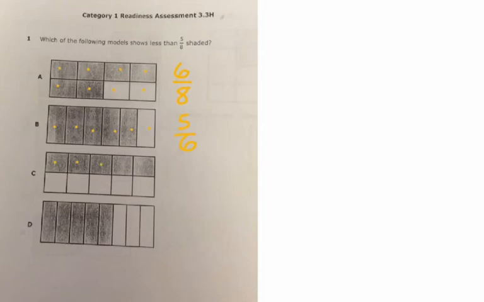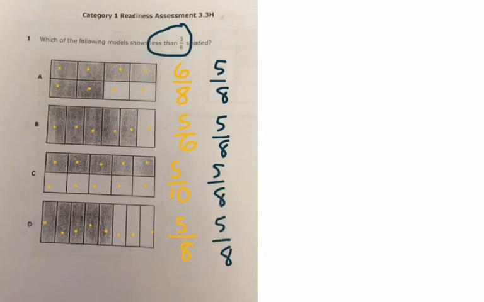C, 1, 2, 3, 4, 5, 6, 7, 8, 9, 10. 10 parts with 5 shaded. 1, 2, 3, 4, 5, 6, 7, 8 parts with 5 shaded. I need to compare each of these to my original fraction, which is 5/8. So put 5/8 next to each one. And it says that my original model has to be less than, so we need the less than symbol inside.